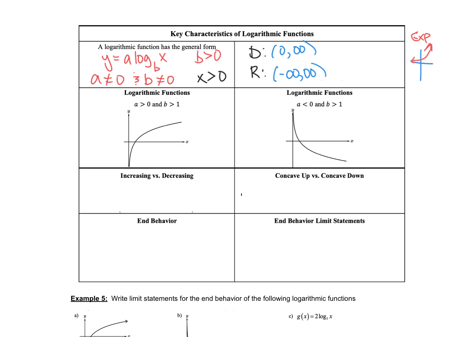Another way that I like to write that is because we know that exponential functions have horizontal asymptotes, so logarithmic functions are going to have a vertical asymptote. I say my domain is from my vertical asymptote to infinity, because my asymptote is going to move. It's not always going to stay at 0.